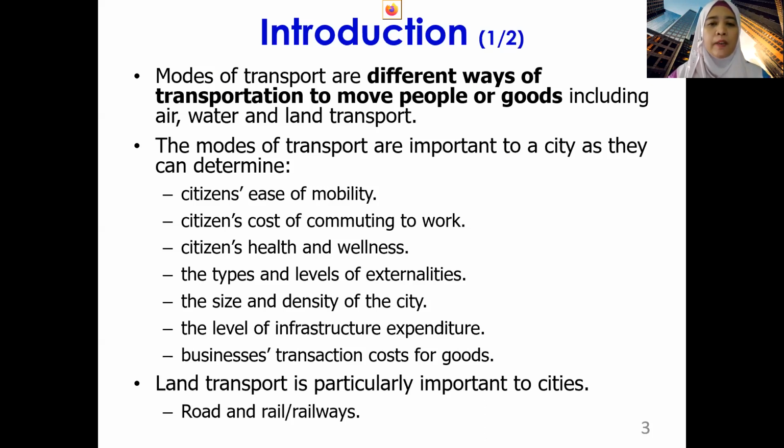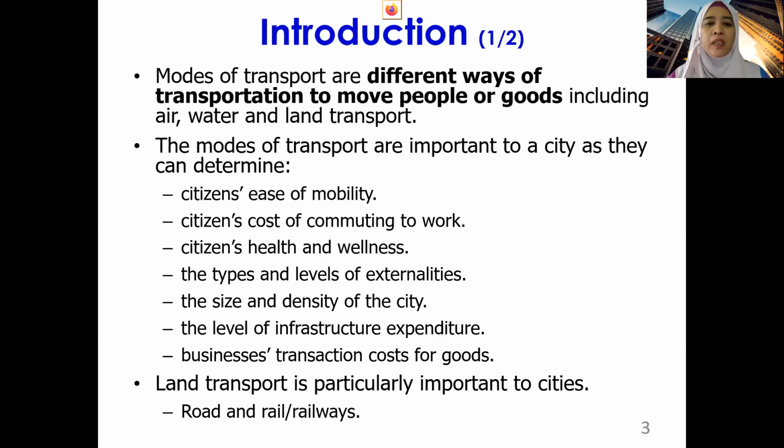The types and levels of externalities. Of course, if in a city automobiles are the main mode of transportation at the cost of other modes of transportation, what this means is the level of pollution may be high in the city, right? So that will cause externalities in the cities. And there are other forms of externalities as well related to each mode of transport. For instance, for cars, we have the negative externalities in terms of emissions and pollution from the exhaust pipes.